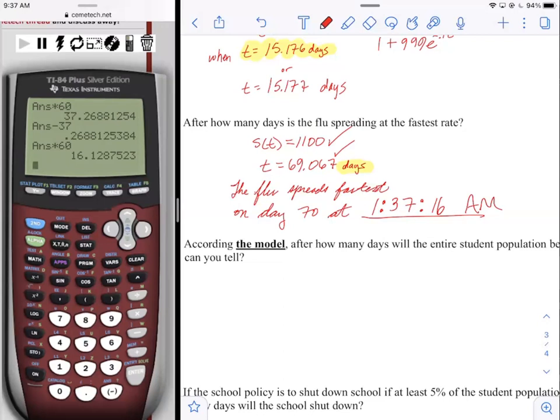If I don't tell you to round, you could just tell me on day 69.067. I'll accept that as a numeric answer. Writing a sentence, though, interpreting it in terms of clock time, that's the pre-AP thing. That's the honors question. I should have had that in there before. I try to go back and revisit my questions and enhance them throughout the years. And I'll add this one. This is a good one.